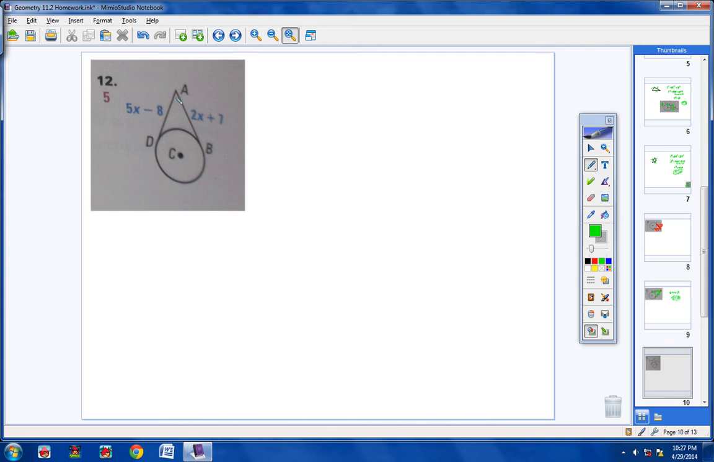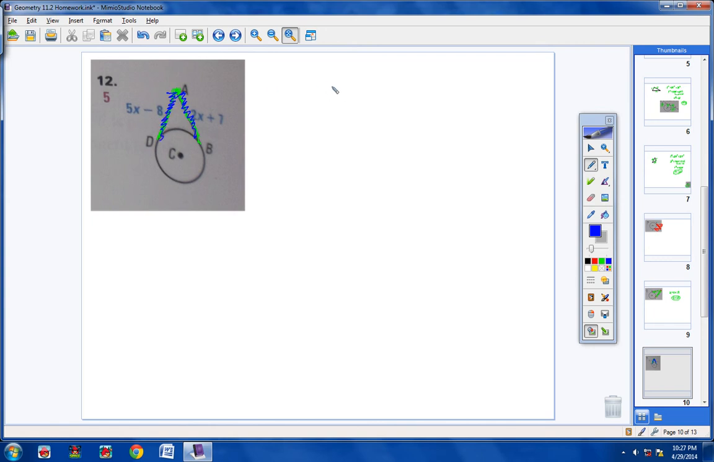Same thing. Notice how I have a segment here, tangent to circle C, and a segment here, tangent to circle C. So I have two segments that are tangent to the same circle, and they come from the same exterior point. So what does that mean? That means this segment right here that I'm highlighting in blue is going to be congruent to this segment right here.